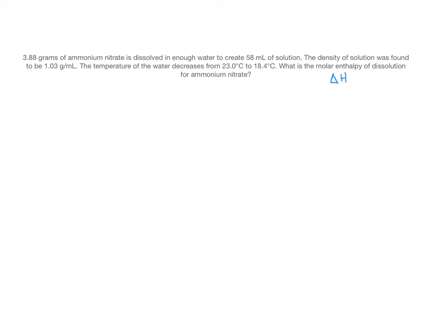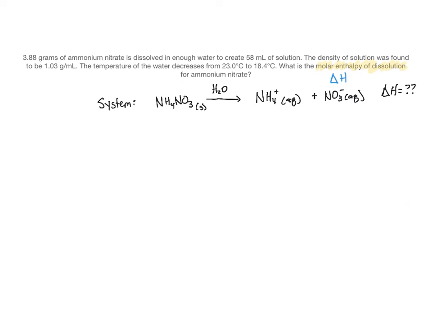And this example is looking at the molar enthalpy of dissolution for when we dissolve ammonium nitrate in water. And so what we have, if we define our system, we have ammonium nitrate, NH4NO3, and we are solid. And we are going to put this into water, and this is going to break apart and dissolve in its ions. And we want to know what is the delta H for this reaction.